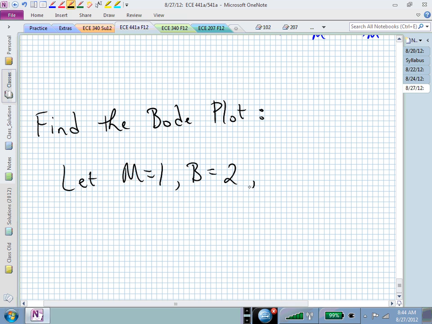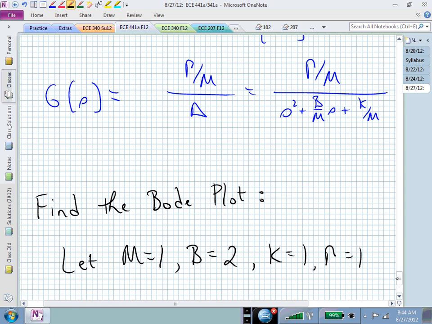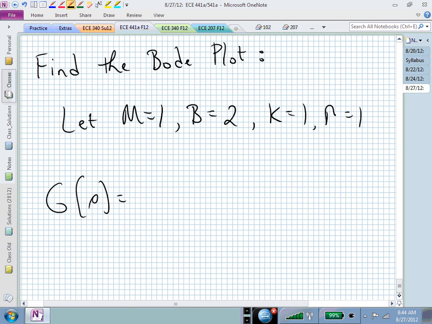Let's say B is 2. Let's say our spring is 1, and let's say gamma is 1. This is going to make our G of s. If we now plug those in, all those M's go away if I let M equal 1. And now I have 1 upstairs. And downstairs I have s squared plus 2s plus 1. And that's a completely different transfer function than what we looked at Friday.